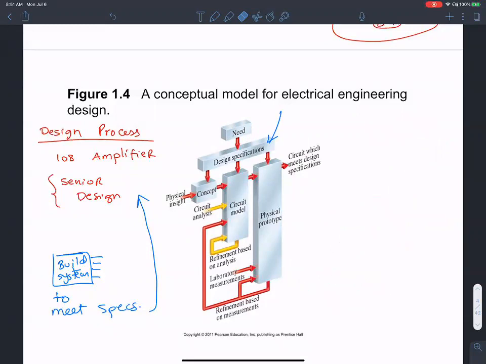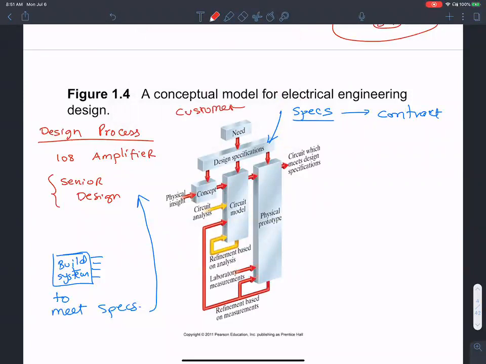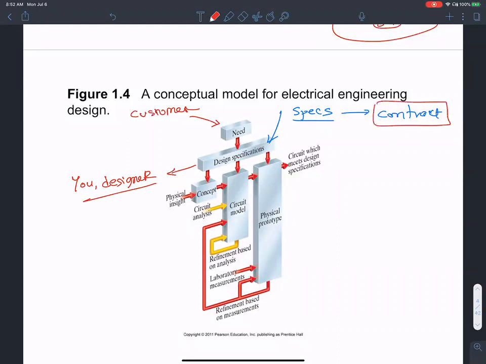Specifications is the list of target performance metrics that you want to achieve. You can think of it as a contract between the customer who approached you with a design. Let's say a company approached you with a proposal to design a certain electromechanical device. So you, as the designer, have to design a component. The specs sheet acts as a contract between you and the customer.